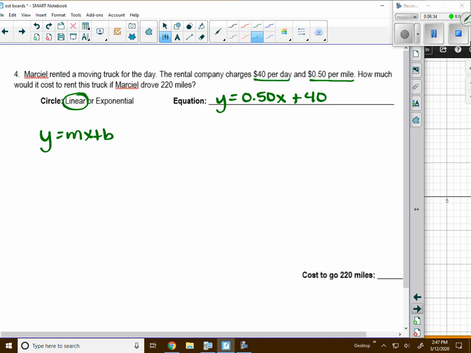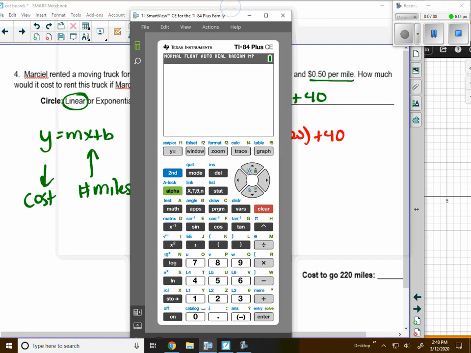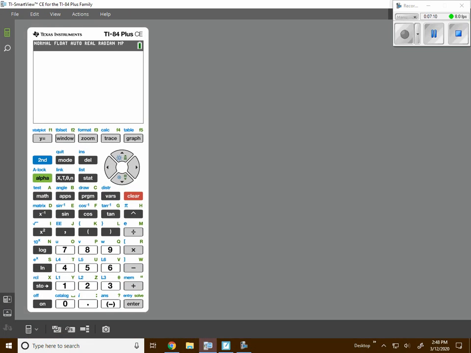Now, if we want to know how much it costs for him to drive 220 miles, well, we know x must be the number of miles driven, because we're doing 50 cents per mile, and then y has to be the cost. So we're going to take our function and plug in 220 for the number of miles, and we're going to pull up our calculator. You can do this on Desmos as well if you can use Desmos as a calculator.